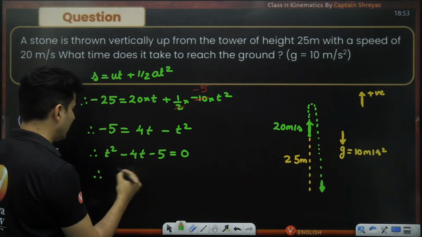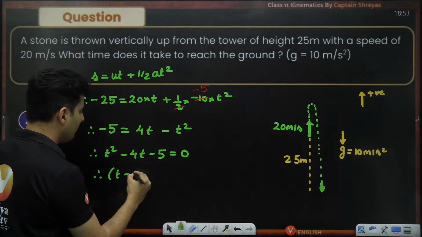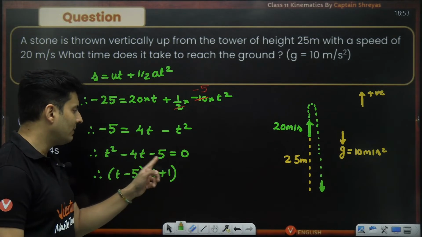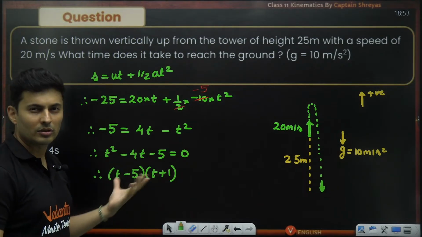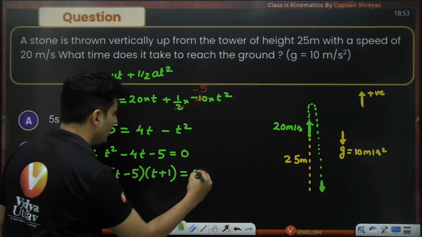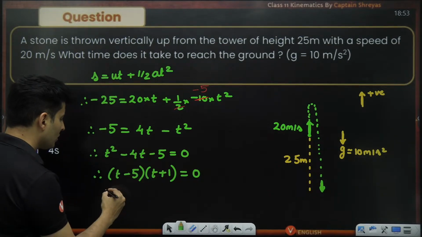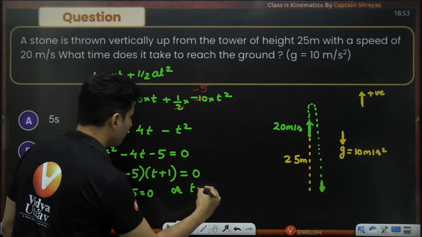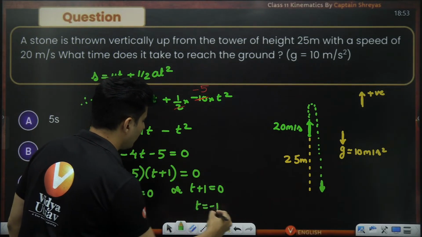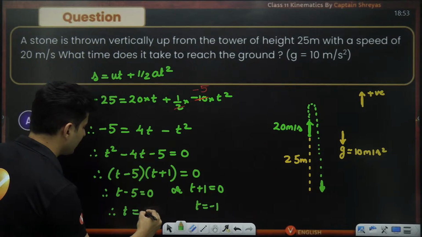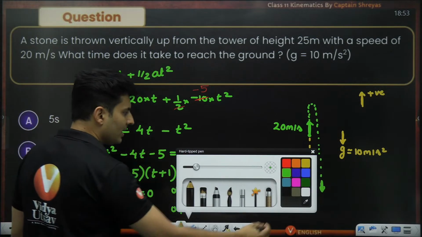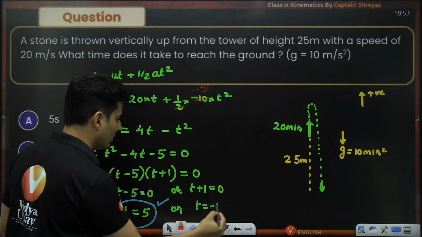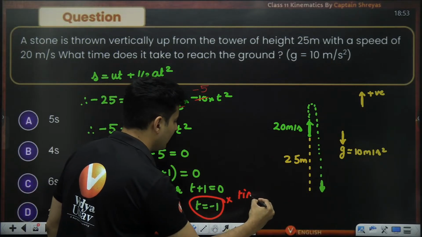Minus 5 and plus 1, that will be the factorization method. So (t minus 5) and (t plus 1), because minus 5 into 1 is minus 5, and minus 5 plus 1 is minus 4. So using the factorization method, this is 0. So either this is 0 or this is 0. That means t minus 5 is 0 or t plus 1 is 0. So t is 5 or t is minus 1, one of them. But it is obvious now, this has to be correct and this has to be wrong because time can't be negative.